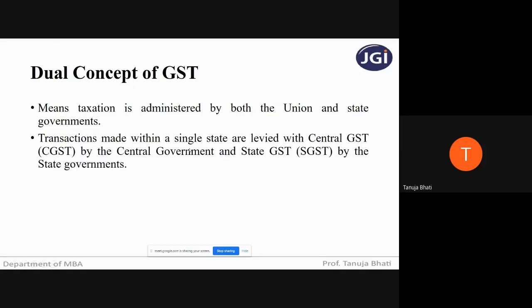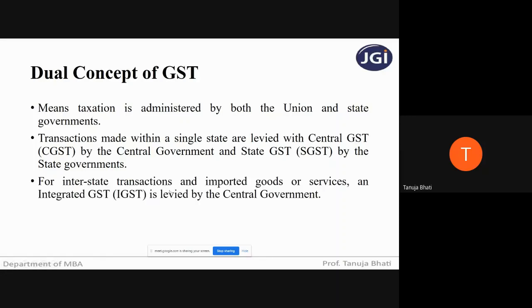So transactions made within a single state are levied by the central goods and service tax by the central government, and state goods and service tax by the state government. So both center as well as state have got equal administration on GST. Next, for interstate transactions and imported goods or services, IGST is levied by the central government. See, I told you all, when it is an interstate transaction, IGST is levied, agreed? The entire amount goes to center, that also is agreed. But the center will later distribute some amount of it to the state government. So that is why GST is called dual concept.